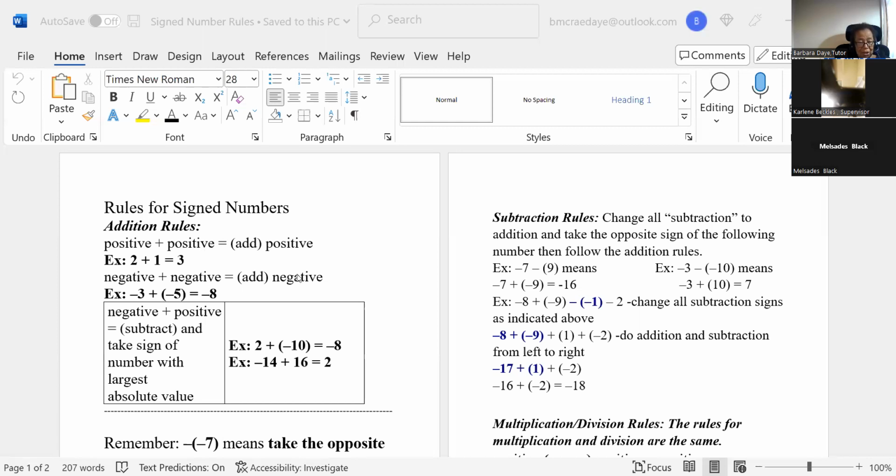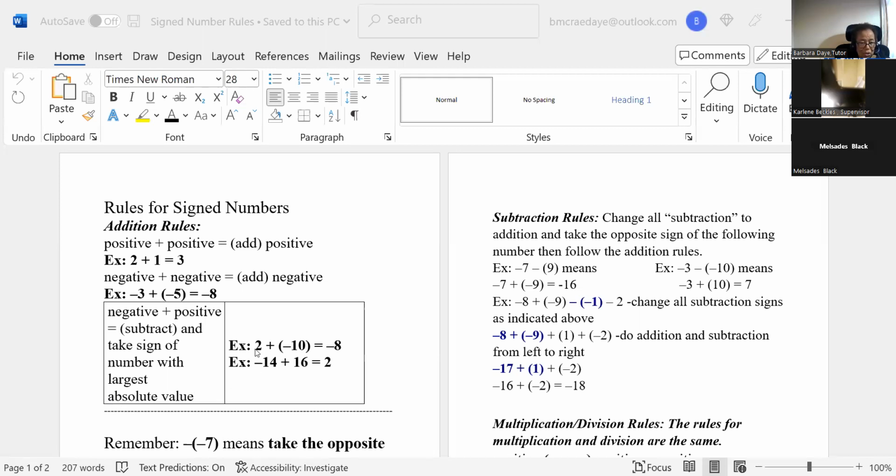All right. Now, if you have a negative plus positive, what do you do? You subtract. And then what else do you do? Take the sign of the number that has the largest absolute value. Absolute value means the number without the sign, right? That's what absolute value means. You don't put a sign. The absolute value of 16 is 16, of 8 is just 8. No minus, no plus, okay?